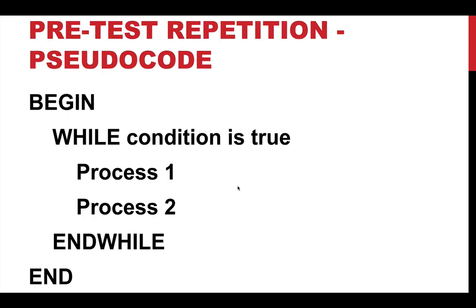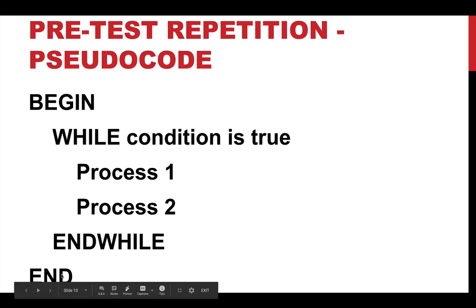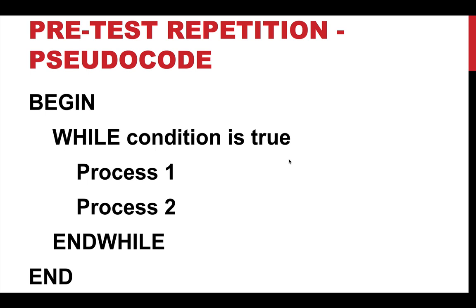A pre-test is where I test the condition at the start. Like the others, you'll notice we have a begin and we have an end. But unlike my binary selection, which used if, and my multi-way selection, which used the case where, this one uses a condition with a word called while. While is exclusive to a pre-test loop, and it's the word you have to use.